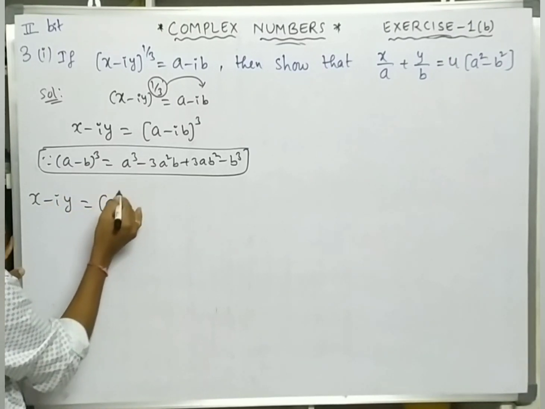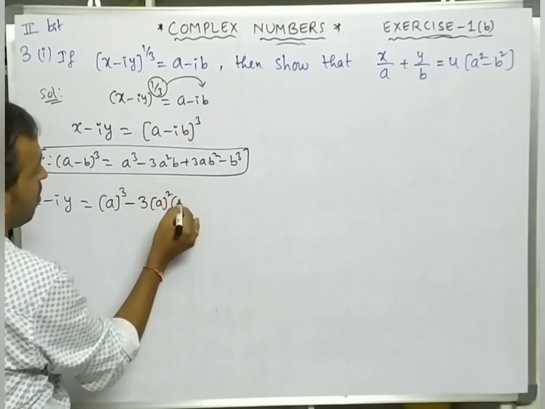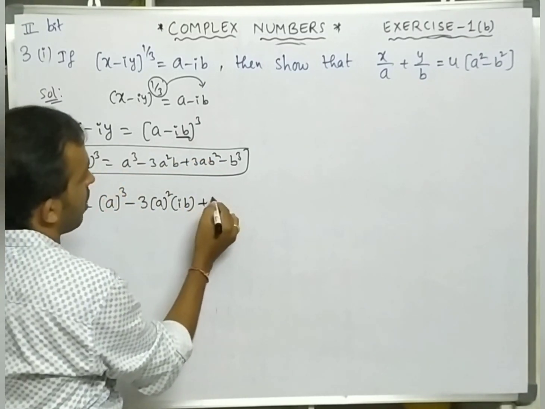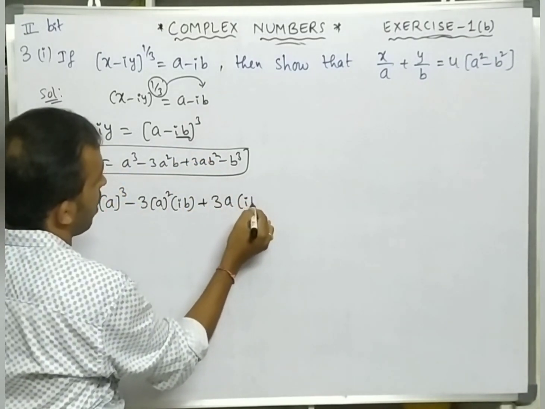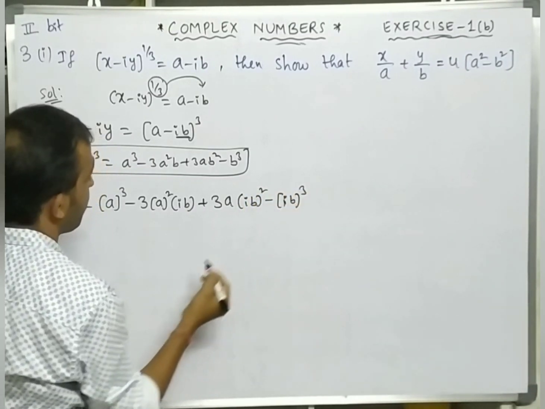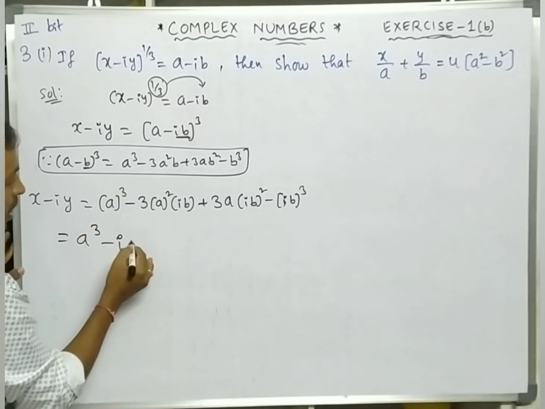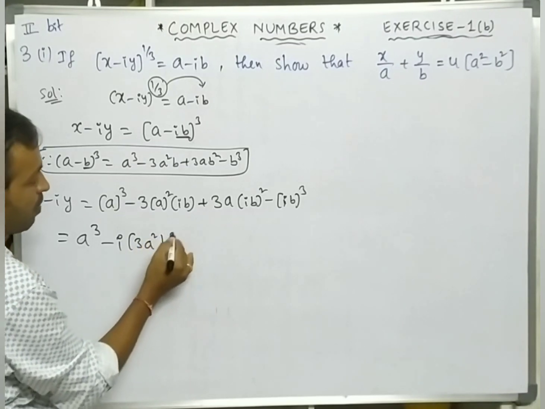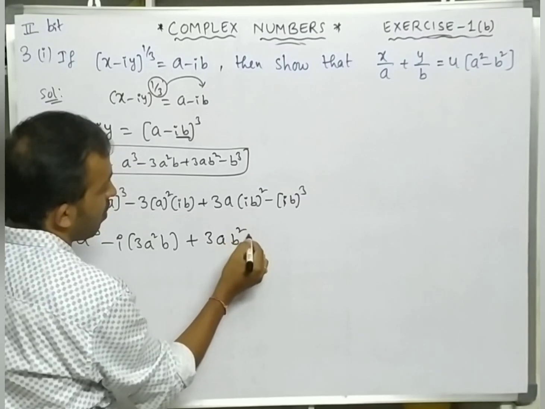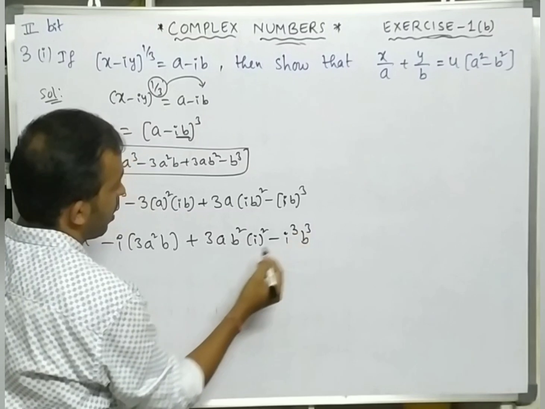a cube minus 3a square b i, plus 3ab square i whole square minus b cube i whole cube. This is equal to a cube minus i into 3a square b plus 3ab square into i square minus i cube b cube.